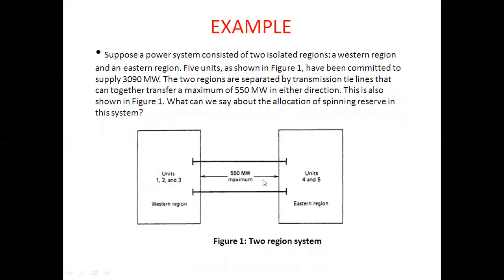But again, the maximum power that can be transferred through the tie line is 550 megawatt. So the eastern region requires 590 megawatt. The spinning reserve of the western region is 860 megawatt, which is sufficient to meet this requirement, but they are connected through tie lines, through which a maximum of 550 megawatt can be supplied. So this 590 megawatt cannot be transferred to the eastern region.